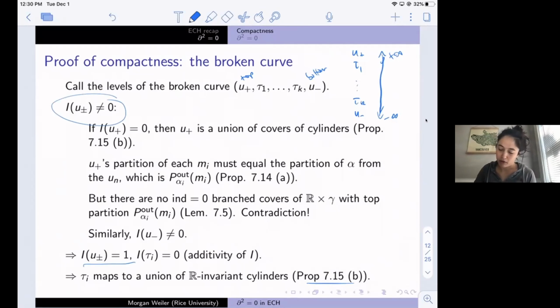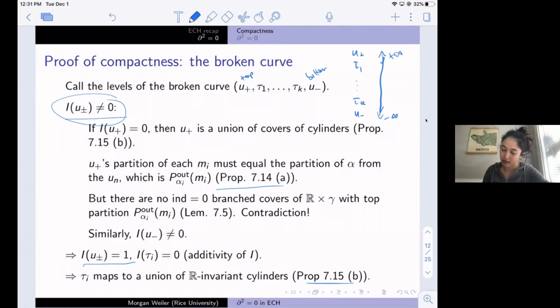What remains is to prove that the indices of the top and bottom levels can't be 0. If they are 0, then again by this proposition, they're a cover of cylinders, and the partitions of the ends have to equal the partitions of alpha from the limiting curves. By the proposition that came before proposition 715, the partitions at the top ends of u plus have to be the outgoing partitions. But the problem is there are no index 0 branched covers with top partition P out.